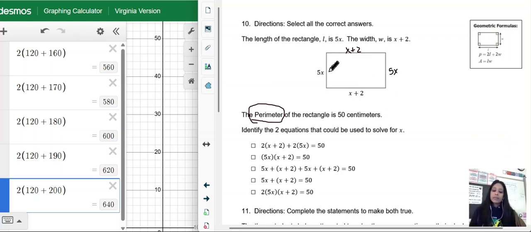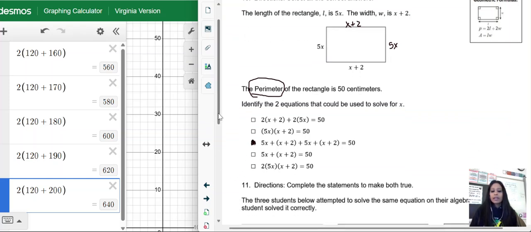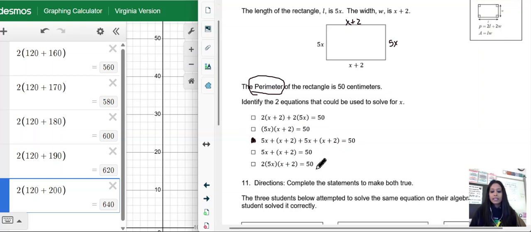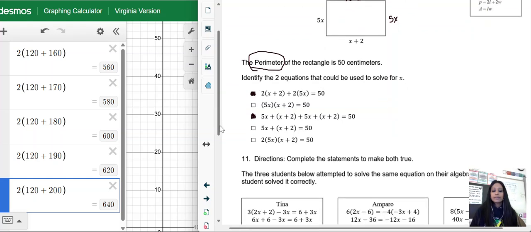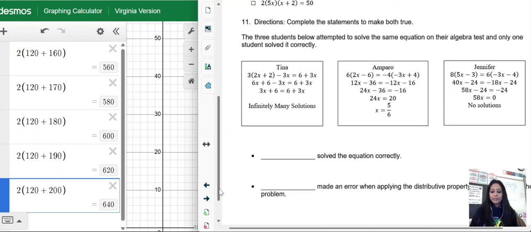So perimeter is when you add up everything, it has to be equal to 50. So 5x plus 2x plus 2 plus 5x plus 2x plus 2 equals 50. This is definitely one of my equations that I could use to solve for the perimeter or solve for x. And then the other one is 2 times x plus 2 because I have 2 of them plus 2 times 5x because I have 2 of them equals 50. So that's my other equation. That's it. All right, y'all. Last one.